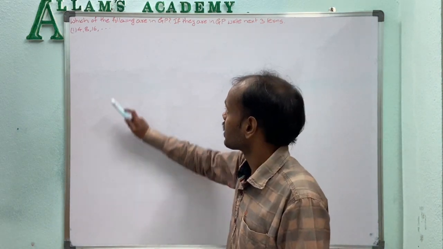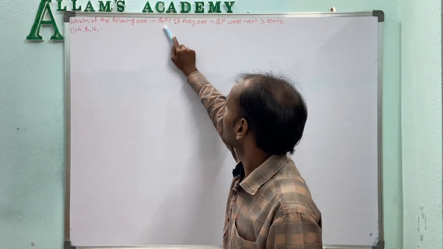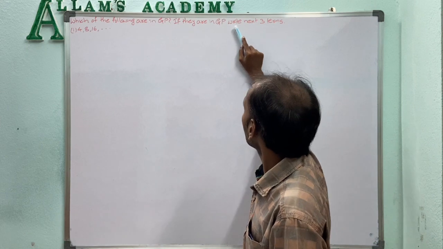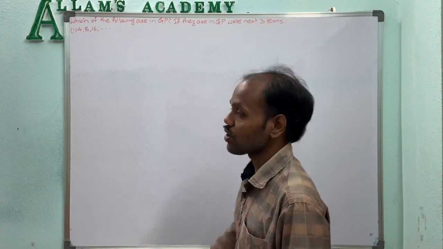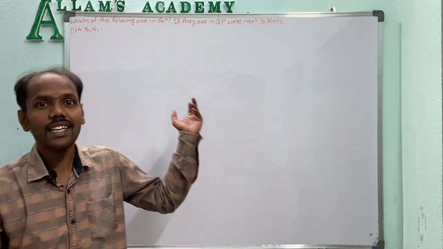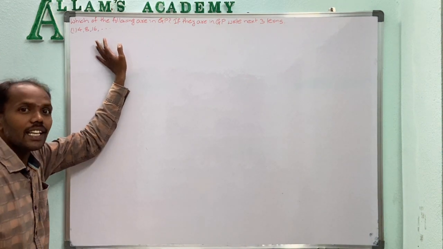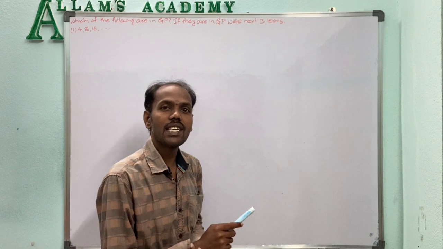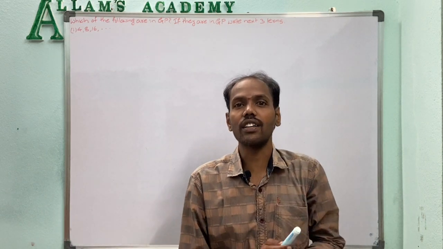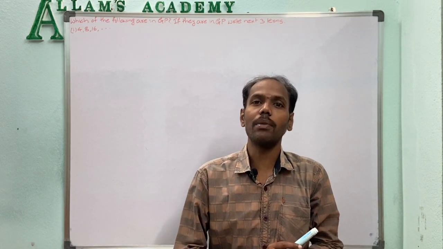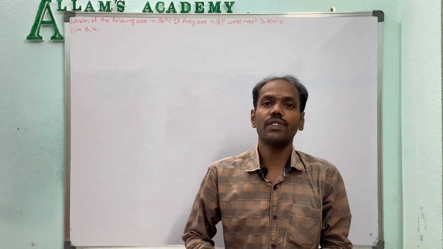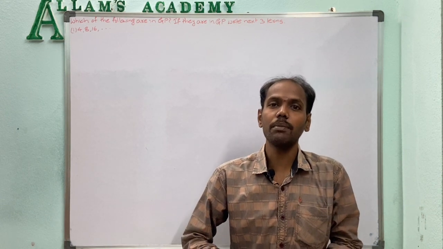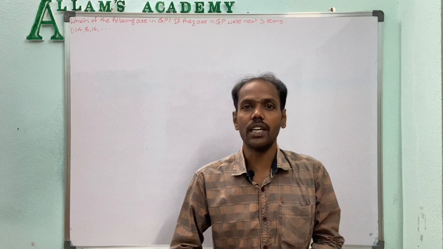So the problem is: which of the following are in GP? If they are in GP, write the next three terms. Here, if the given series is in geometric progression, then we find the next three terms. To check whether the given list of numbers is in GP, we have to check the common ratio of these numbers. If the common ratio of the numbers is the same, then it forms a geometric progression.